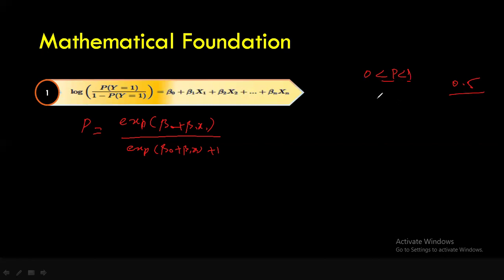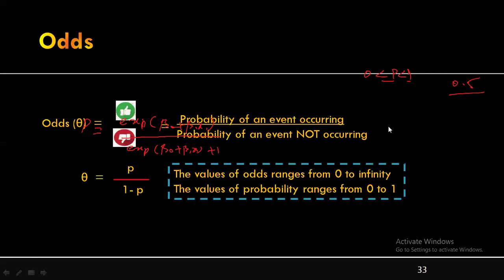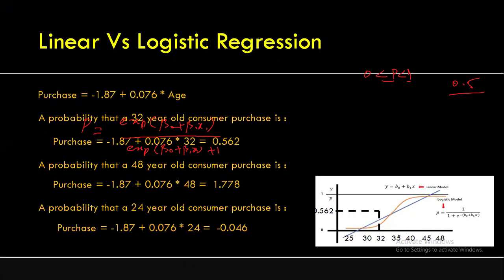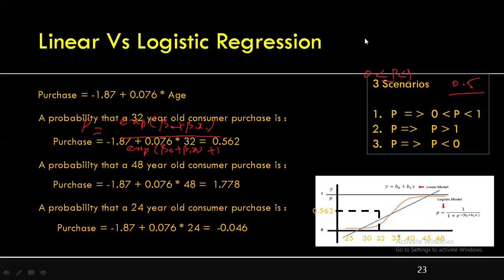So in the case of logistic regression, the predicted value is supposed to be bounded between 0 and 1. It should not be less than 0 or greater than 1. As we discussed one scenario yesterday, let me go to that previous slide. Yes, this is the example I gave you.